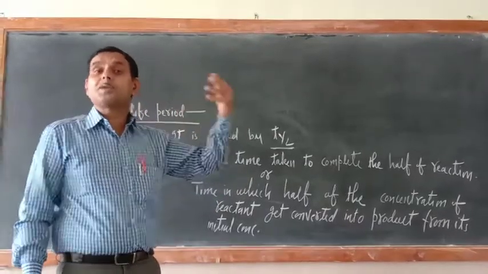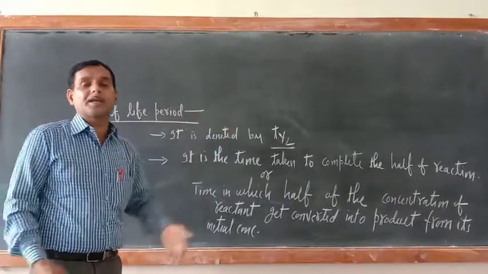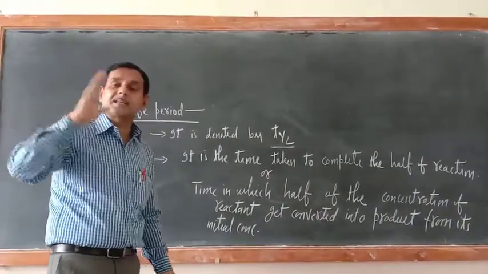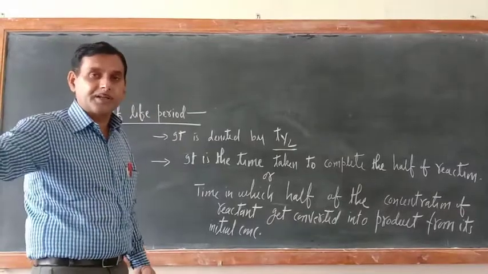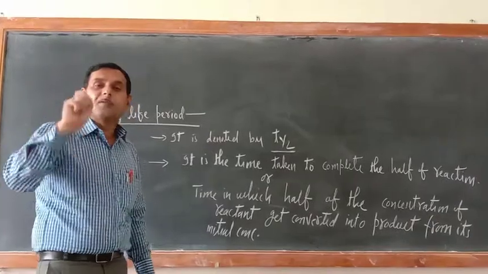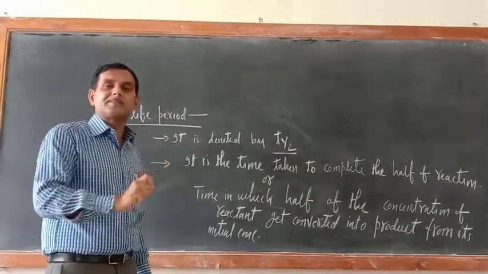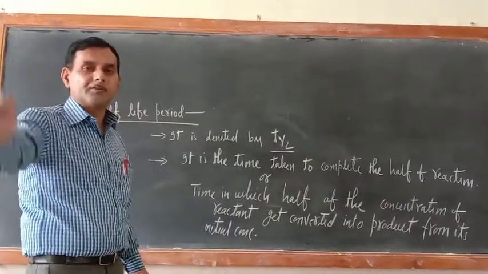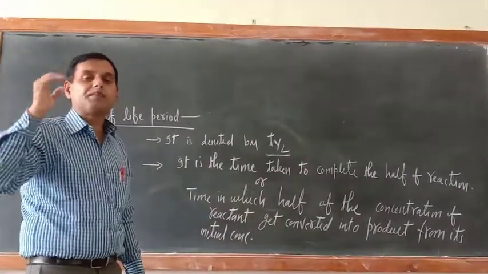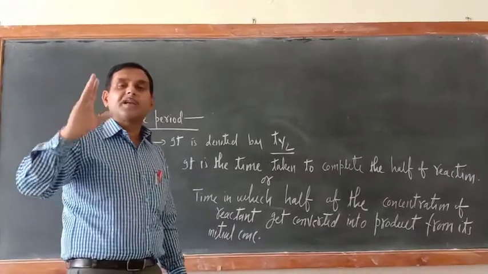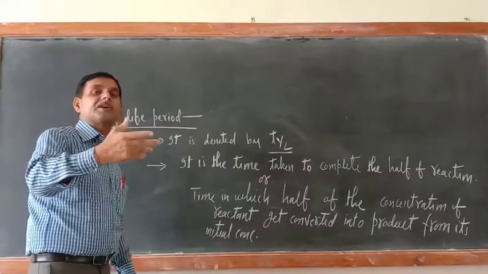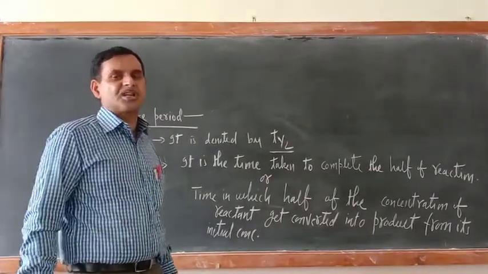Suppose out of 50 mole liter inverse, 25 mole liter inverse gets converted into product in 30 minutes. So at 30 minutes, what is the concentration of the reacting species? 25 mole liter inverse. So this is the half-life period. Once again, half-life period is nothing but the time in which half of the concentration of reacting species gets converted into product from its initial concentration.